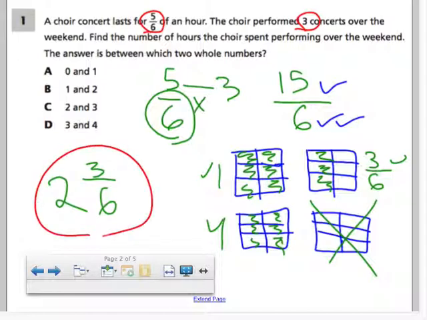With this new answer, it's very easy to see what we should be between, like the problem asks. Between. Is it between 0 and 1? No, because 2 is bigger than 1. Is it between 1 and 2? Nope, it's a little bit bigger because of the 3/6. Is it between 2 and 3? Yes, indeed it is. The answer is C.